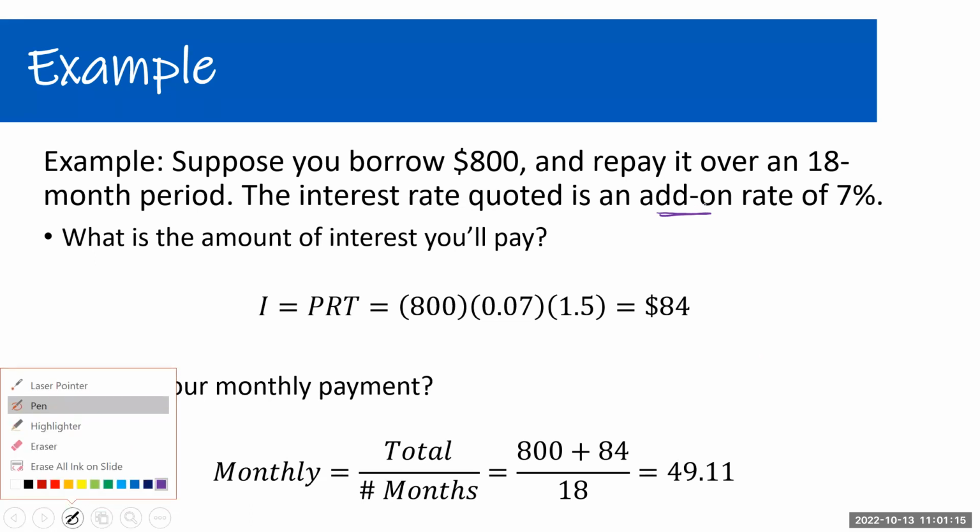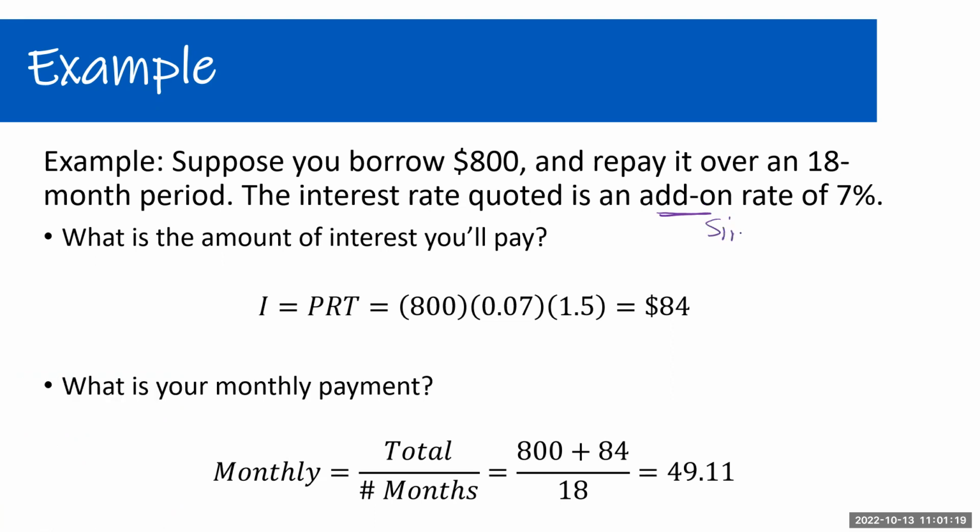We have the add-on rate of 7%. Anytime you see add-on rate, think simple interest, okay? You're going to be thinking about that I equals PRT. And remember that you have a formula sheet. You don't have to memorize these formulas. So if you want to calculate the total amount of interest that you'll pay, use that I equals PRT formula that we learned last section.